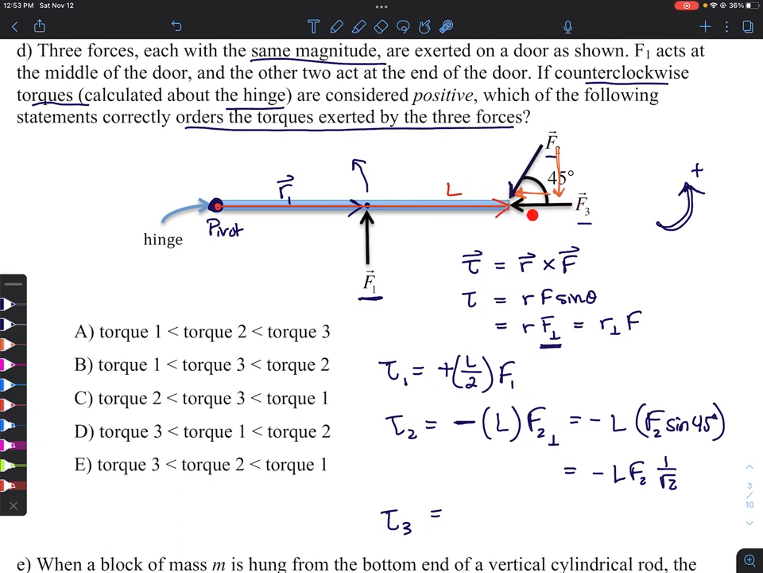It's completely lined up with it. So you can think about that either as the angle is 180 in this case, and sine of 180 is 0, or you can just say there's no perpendicular force, so it's not going to exert any torque. So the torque from F3 is 0.